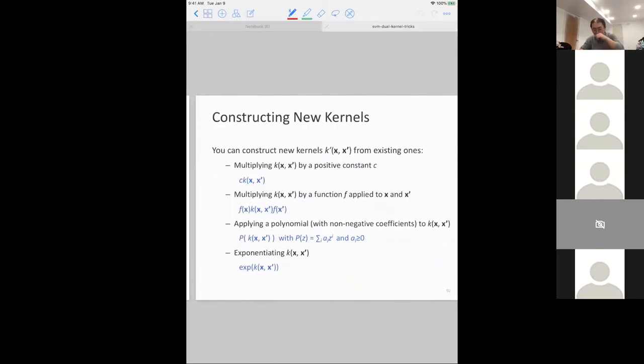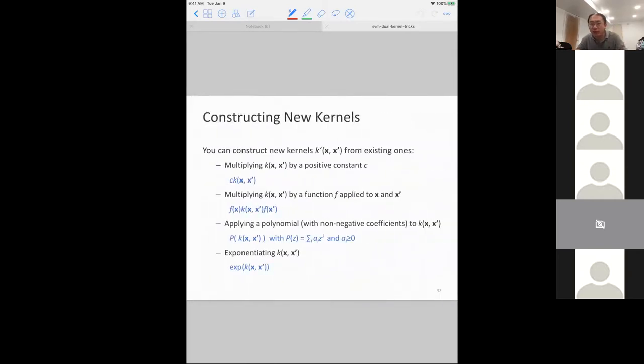Okay. So suppose now you are given a set of kernels. How do we construct new kernels? We do not want to design a kernel function from scratch because it's not trivial. So here is a set of rules. You can construct new kernels by combining those rules, so you end up with very complicated kernels.